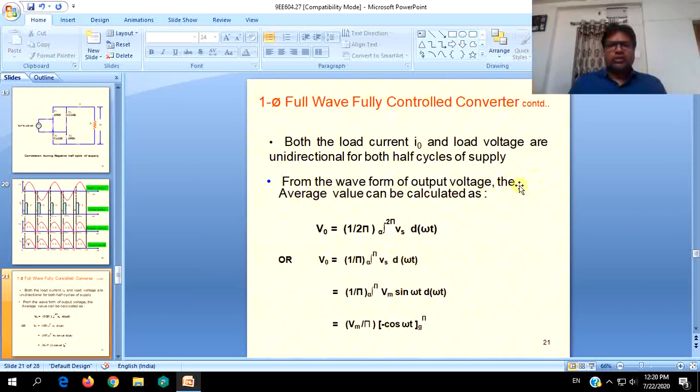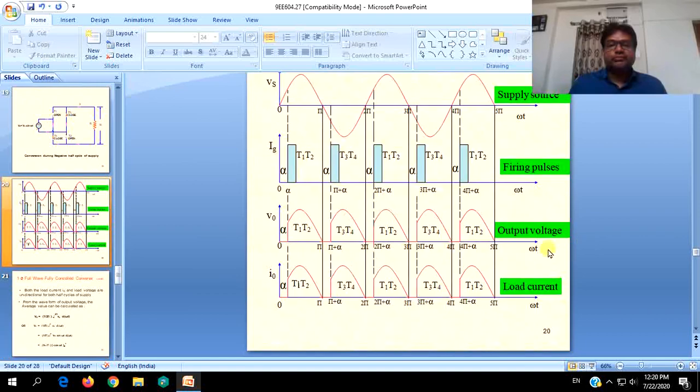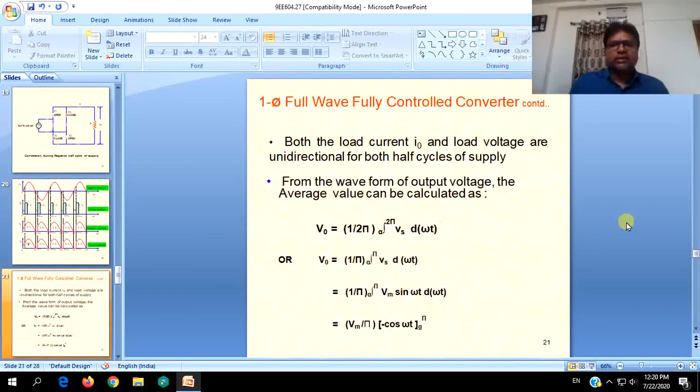From the waveform of output voltage which we have discussed just now, V0 can be calculated as the average value over a full cycle. So it is 1 by 2 pi. You are taking the average over the full cycle, so the denominator is 2 pi. And you have to take the integral of the equation from alpha to 2 pi, which is the actual conduction angle. And actually from pi to pi plus alpha, it will be 0. It doesn't matter, it will be coming as 0.